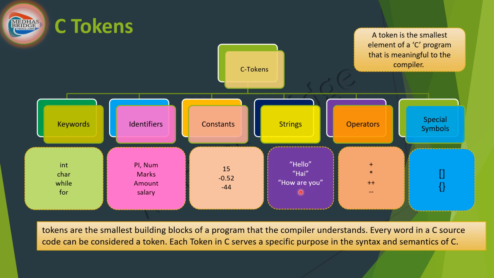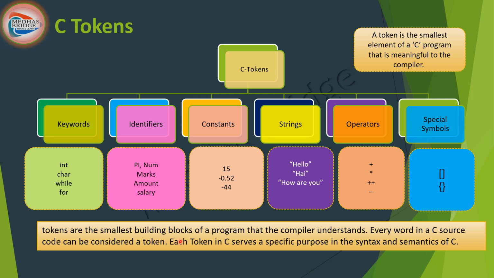There is a need to handle this kind of information in C, called C strings. Strings are basically handled in C using a character array, which we can discuss a little later. There are operators. Operators mean arithmetic and logical operations can be performed. So we require a plus for addition, a star for multiplication, plus plus for increment, minus minus for decrement, things like that. There are special symbols like square brackets or curly brackets. These are all known as C tokens.